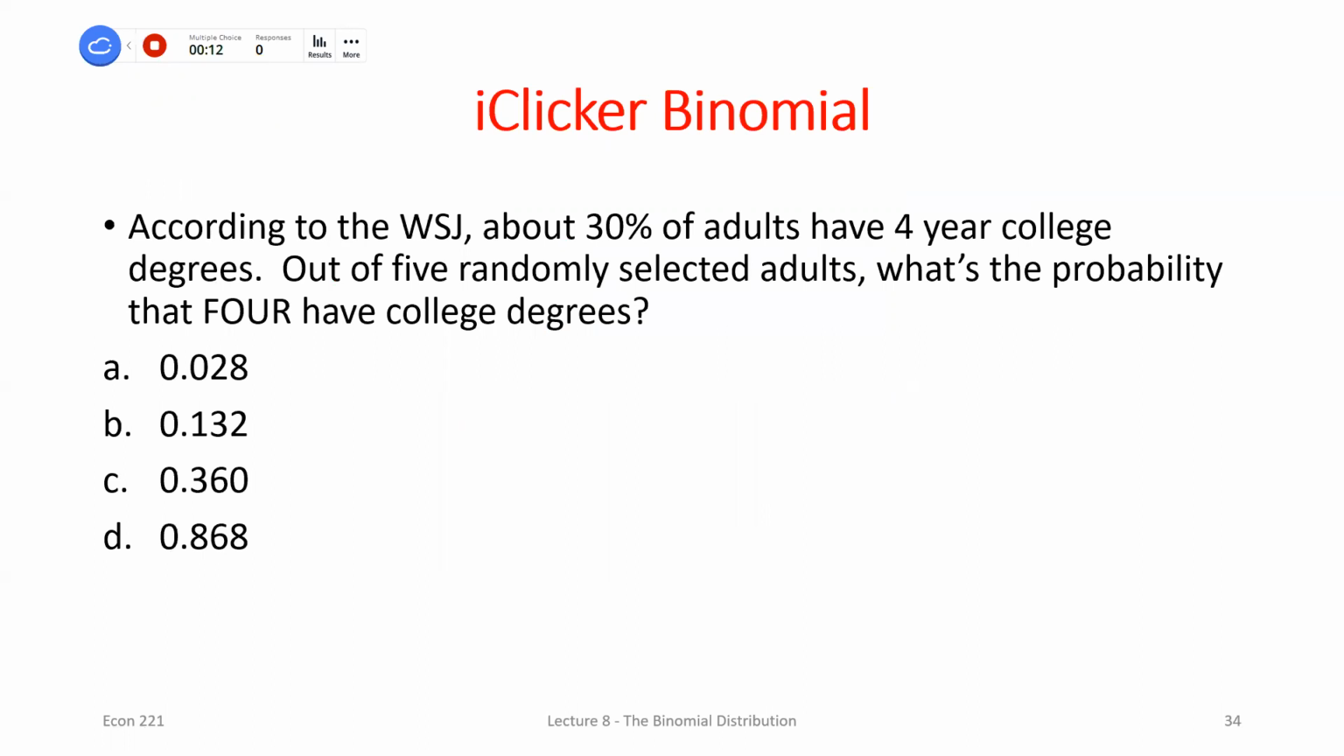Let's say instead we have the same setup, but instead of finding the probability that 3 of the 5 people have a degree, I want to know what's the probability that 4 out of the 5 people have a degree. Okay. So I'll give you guys a little bit of time to work on this. Like I said, feel free to talk to people around you, work together, and we'll come together and talk about it.